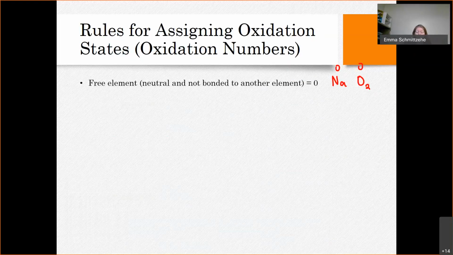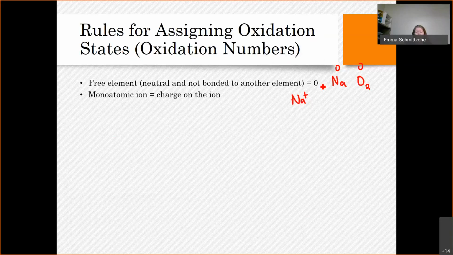Next easiest thing to identify and assign oxidation states to would be monatomic ions. If we have a monatomic ion, the charge on the actual ion is the oxidation state. Say, for instance, let's stick with sodium, if I have Na plus, that's different than just Na. If I have Na, that's neutral sodium, and so that has a 0 oxidation state. Whereas if it's Na plus, or sodium ion, that would have an oxidation state of +1.